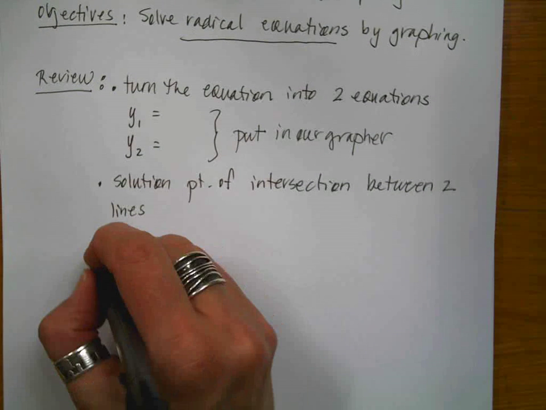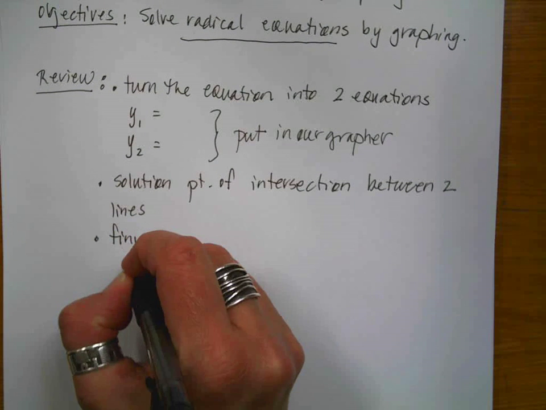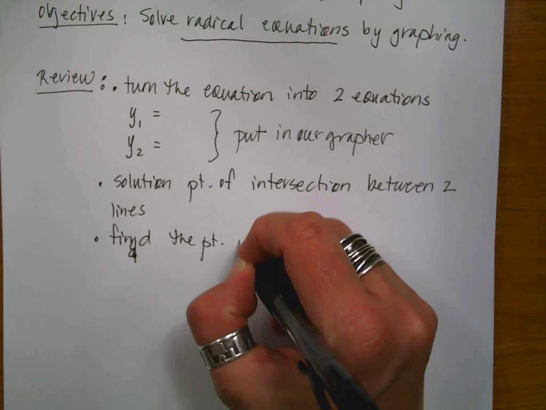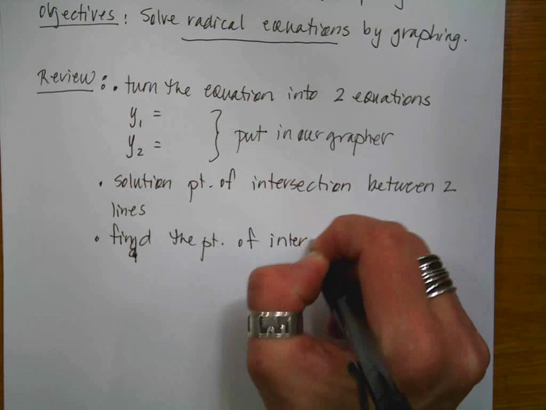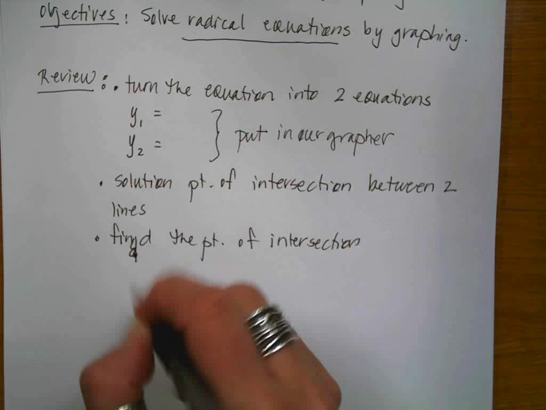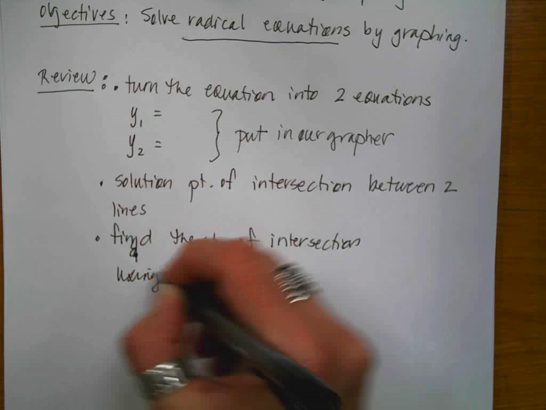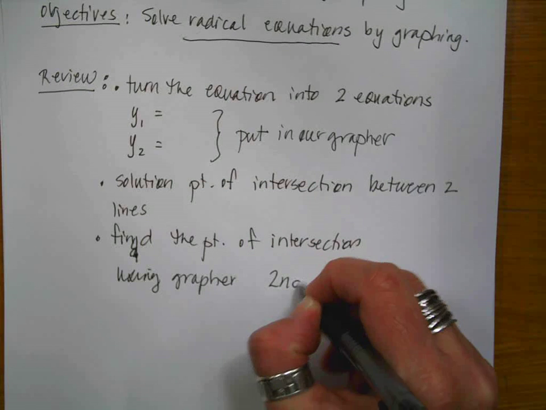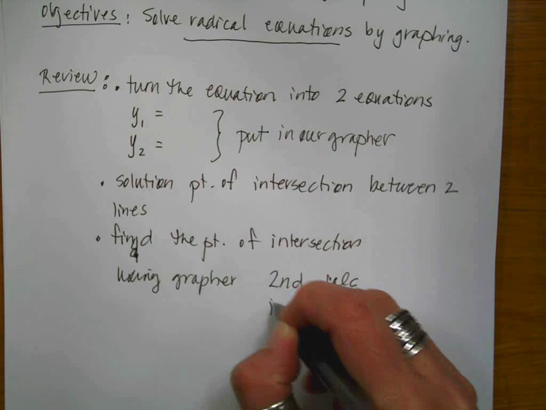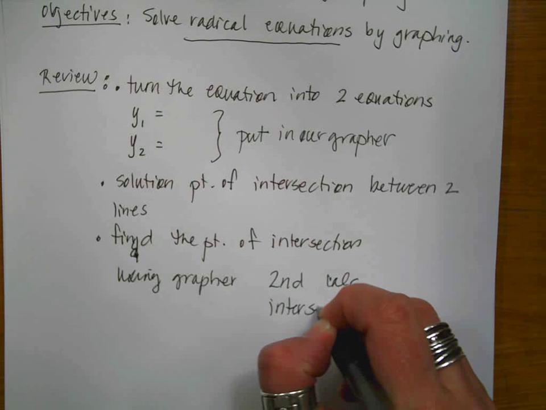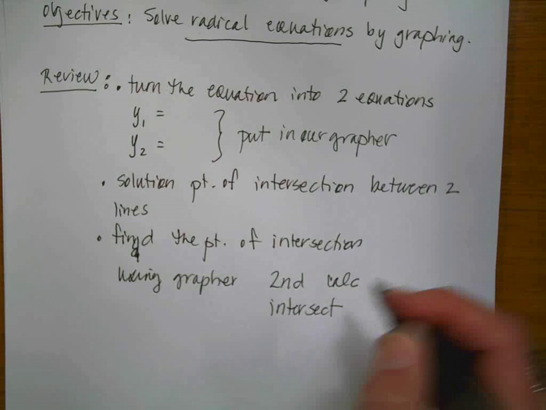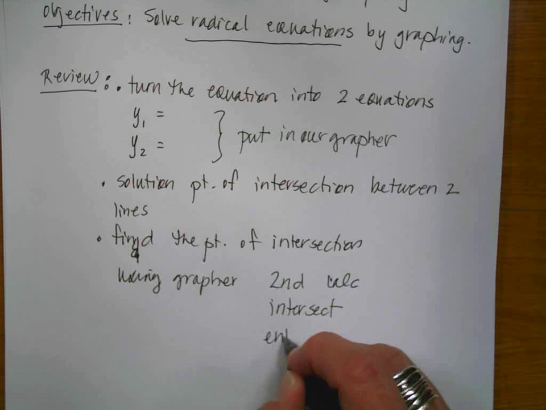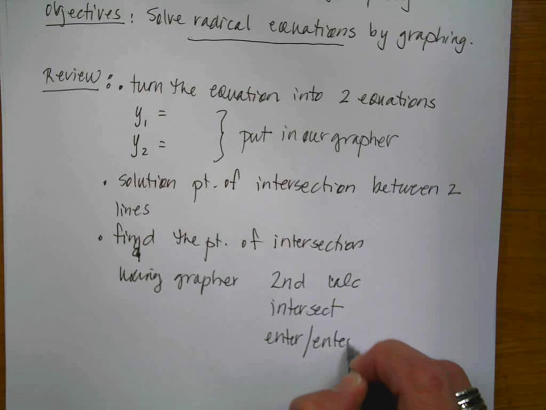Okay, and then we find, whoops, that's supposed to be a D. Oh, we'll just redo that. Find the point of intersection. And we're going to do that using our grapher. To do that, it's going to be second, and then calculate, and then we're going to choose intersect, and then we just have to get close to that point of intersection, not exactly there, but just close, and then we're going to do enter and then enter.